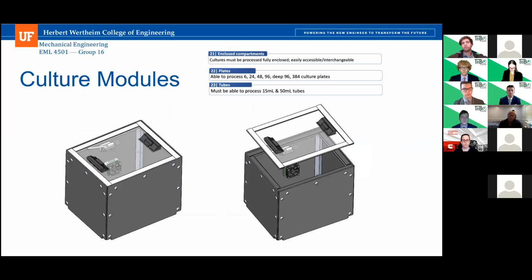So for our culture modules, this is actually where the experiments will be taking place. So we have acrylic tops to allow fluorescent intensity and optical density measurements to be taken without opening the module. The module is sealed with magnetic gaskets, similar to the ones often used in refrigerators, to ensure a tight and proper seal. And we have on the inside harsh environment limit switches to ensure the experiment cannot be run while the module is open. They can only be run while the module is closed.